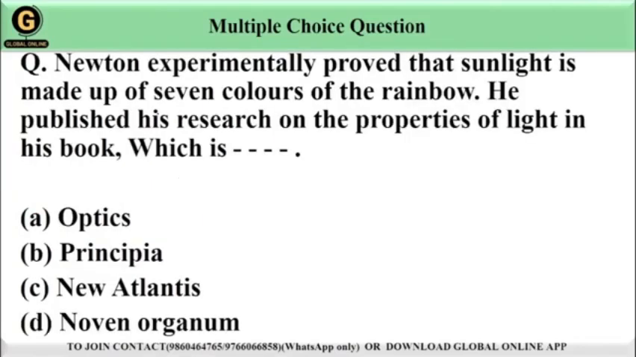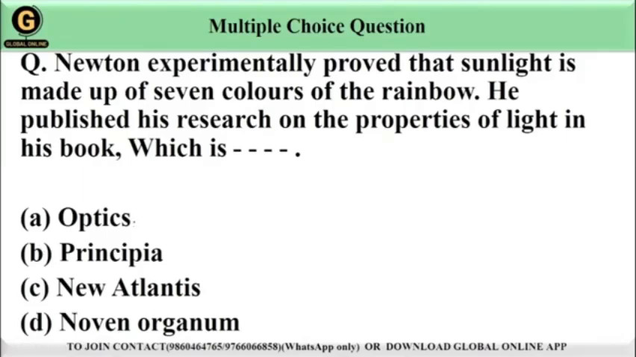Let's move on to the next question. Newton experimentally proved that sunlight is made up of 7 colors of the rainbow. He published his research on the properties of light in his book, which is dash dash. Option A, Optics. Option B, Principia. Option C, New Atlantis. Option D, Novum Organum.